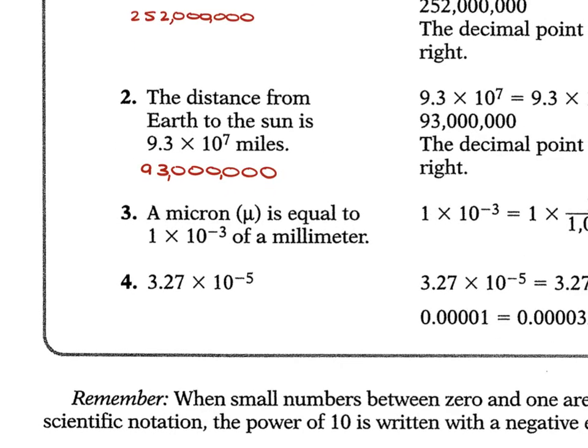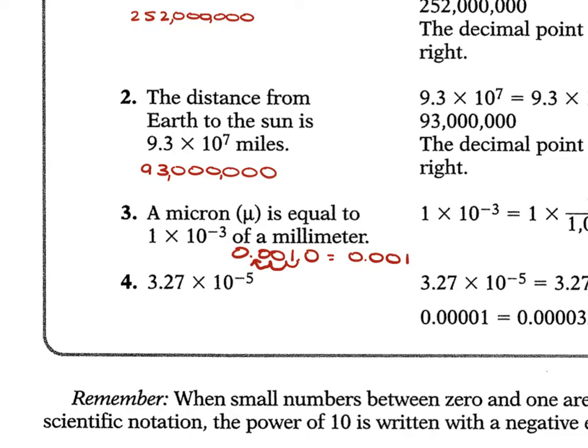For 3, it says a micron is equal to 1 times 10 to the negative third of a millimeter. So this 1 times 10 to the negative third, because it's negative, it's going to be a decimal. So you right now have 1.0. You're going to move this 3 places, 2, 3, and then add in zeros with your decimal point. So this is just 0.001.